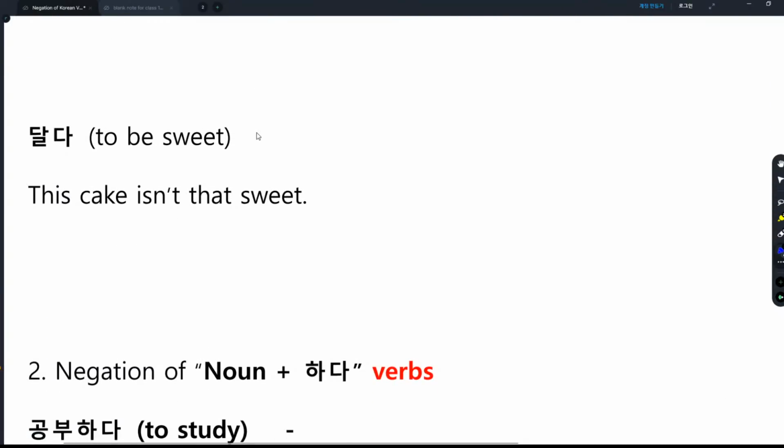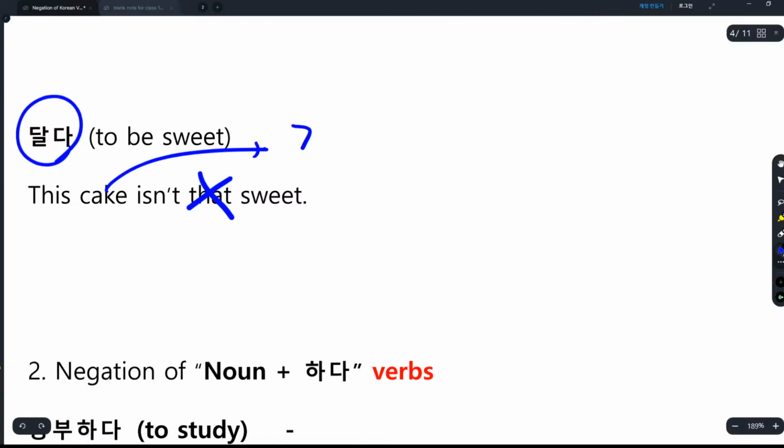And moving on to the next adjective, 달다, which means to be sweet. So to translate, this cake isn't that sweet. So we're going to first start with this cake isn't sweet. And then we're going to learn how to say something isn't that adjective. So this cake, you can say 이 케이크.